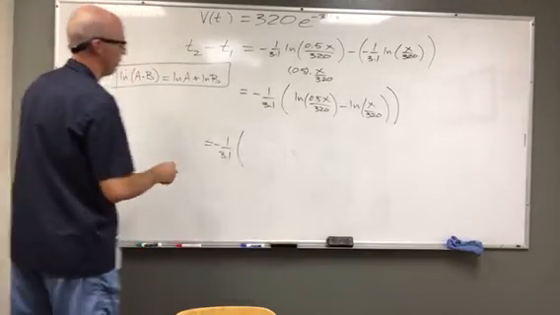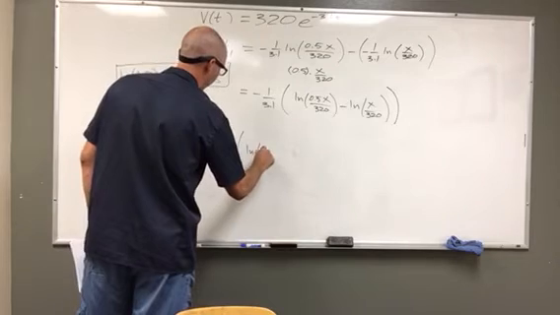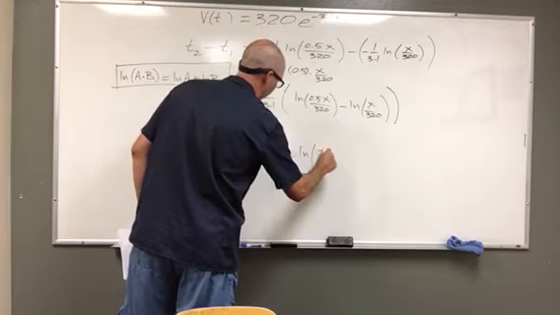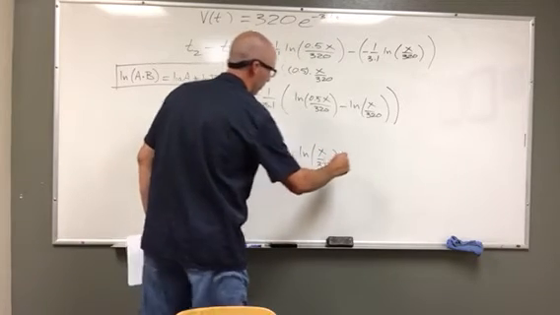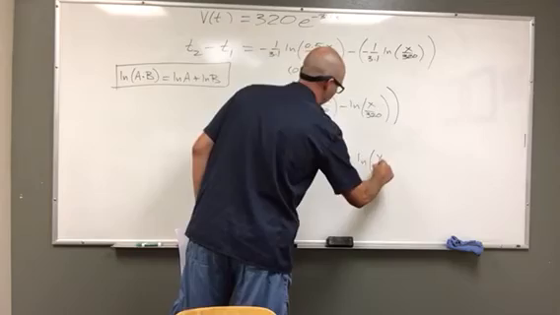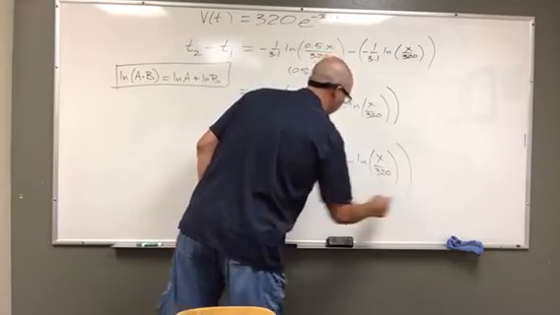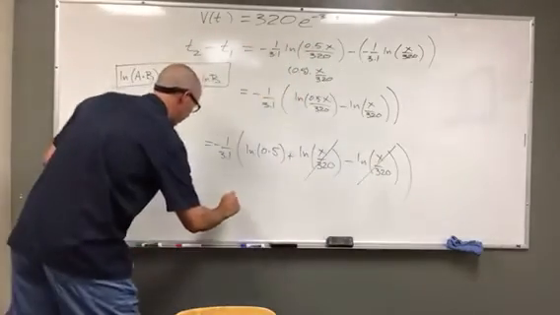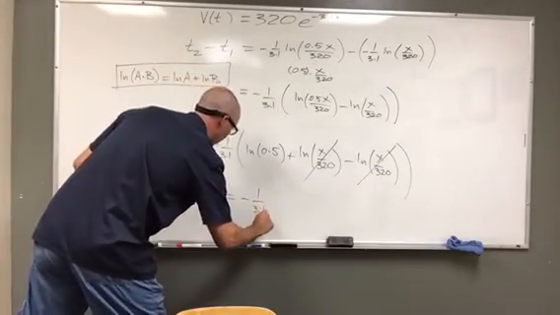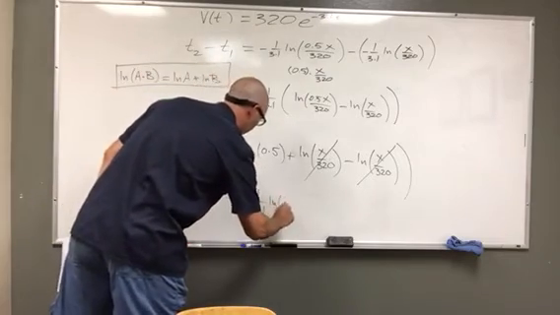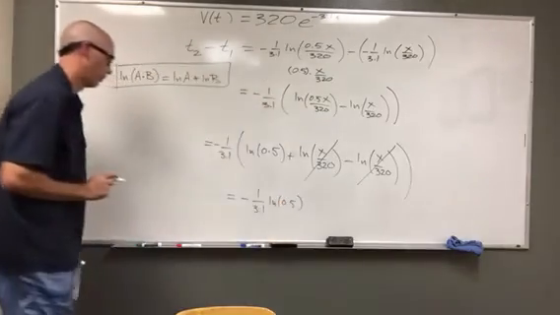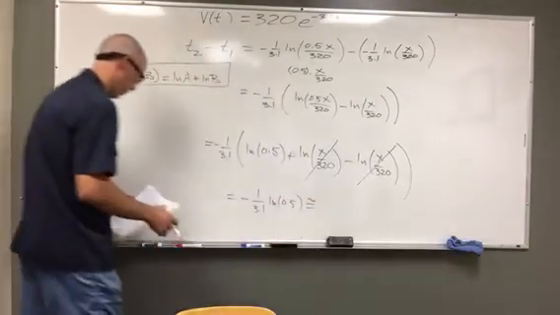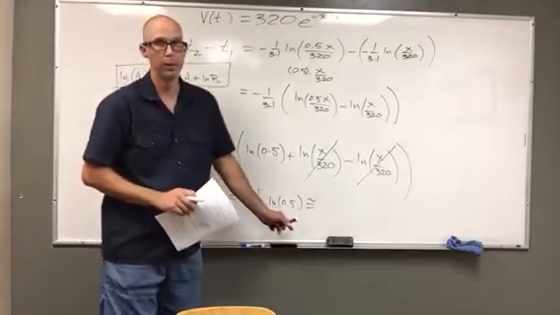Right, so using our rule here, we can write this as ln 0.5 plus ln x over 320 minus ln x over 320. You see that these guys cancel. And if you plug this into your calculator, you'll see that you get the same answer as part 1.